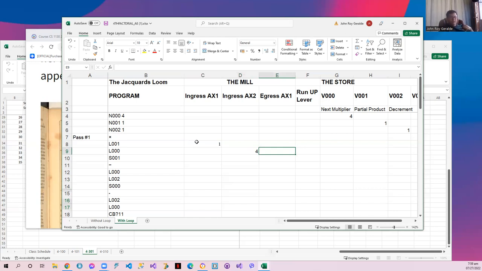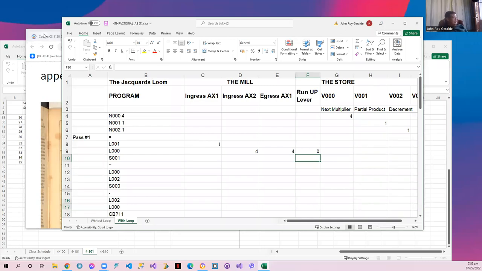And right away, after loading, egress axis is computed. So it's 1 times 4, it's 4. And the run-up lever is set to 0. Why is this 0? Remember, it's binary. It's either 0 or 1. Okay? Why is this 0, anyone?